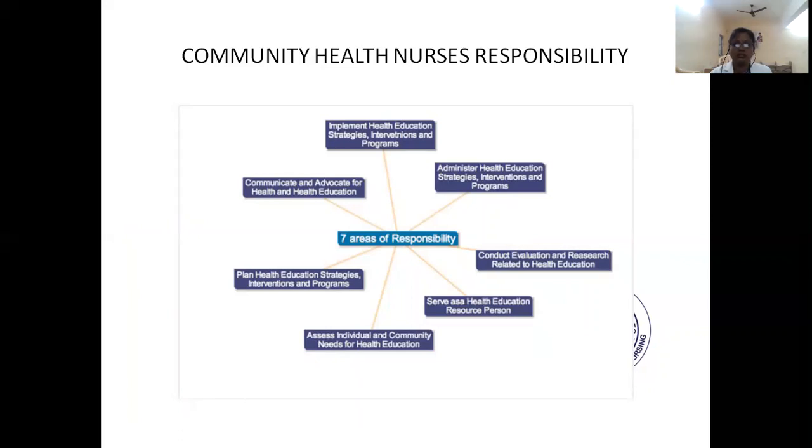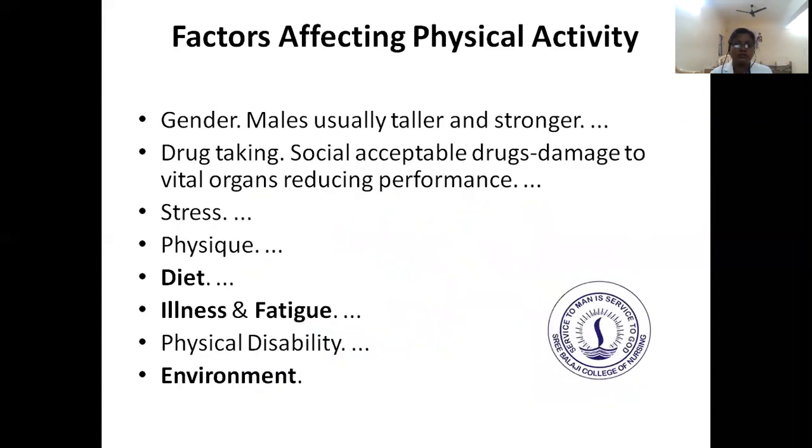Community health nurses' responsibilities: implement health education strategies, interventions and programs. Administer health education strategies, interventions and programs. Conduct evaluation and research related to health education. Serve as a health education resource person. Plan health education strategies, interventions and programs. Communicate and advocate for health and health education. So these are all the responsibilities of a community health nurse.